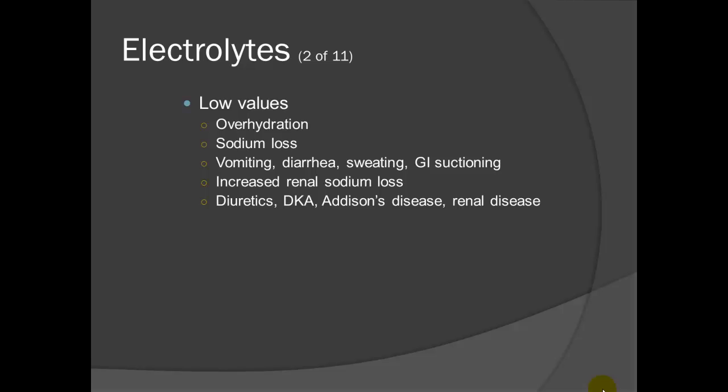Addison's disease, which is adrenal insufficiency, includes aldosterone, which works off of sodium retention. When aldosterone is secreted, you retain sodium and the pressure goes up. So if you have adrenal insufficiency and don't have enough aldosterone being made, then you're going to lose a lot of water, and with it a lot of sodium. And then renal disease.